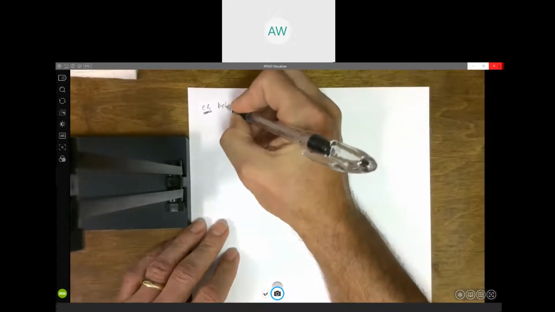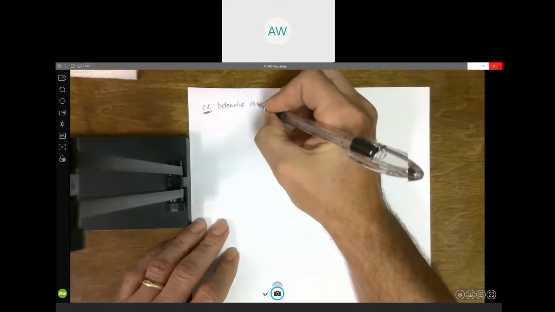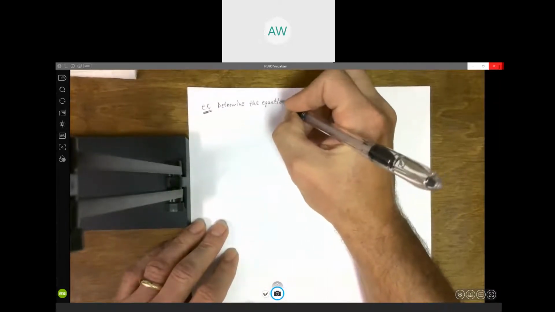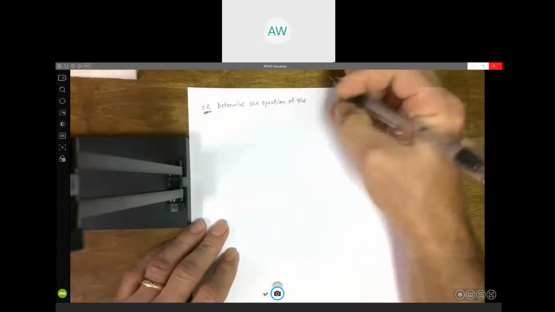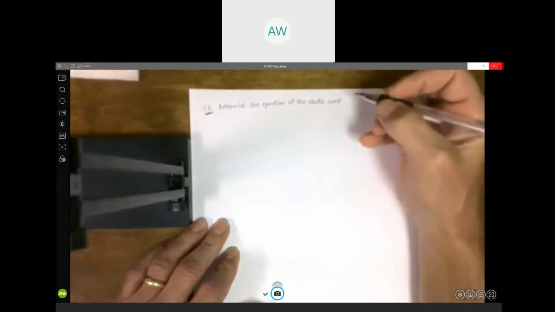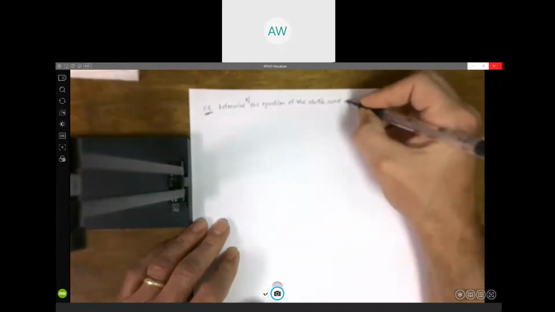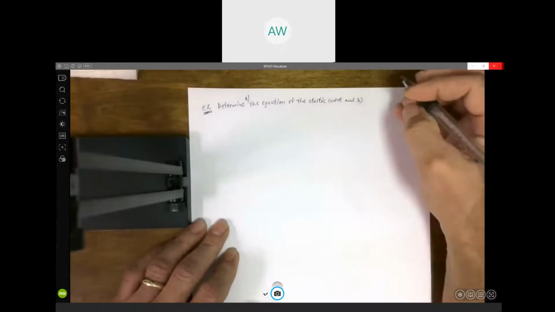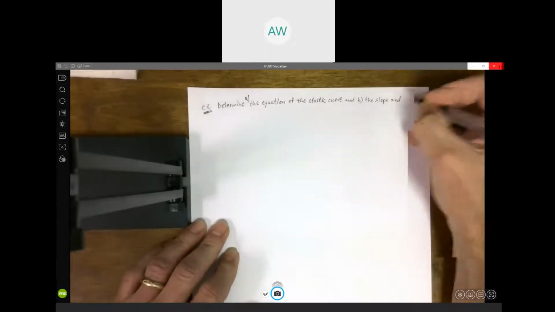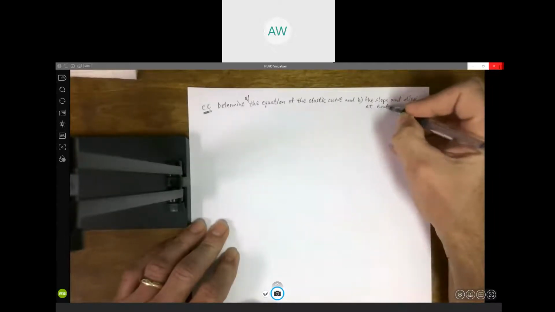We're going to see if we can determine, and I'm going to use the wording that the book likes to use here, the equation of the elastic curve. And this will be part A here, and this will be part B: the slope and displacement at end B.